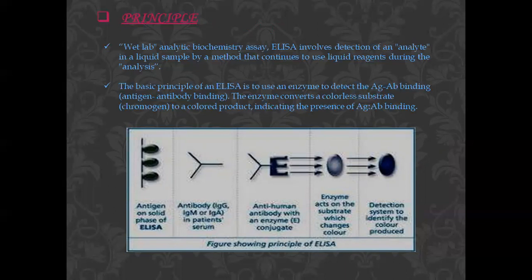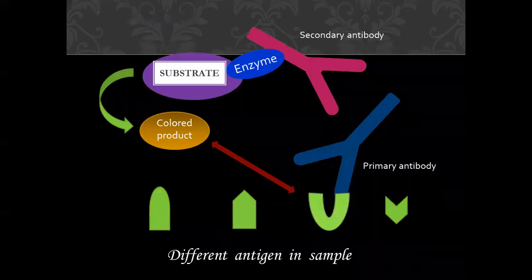For example, the antigen is on the solid phase of ELISA, which has been present, which is given here. The next is antibody IgG or IgM or IgA in patient serum. So an anti-human antibody with an enzyme conjugated with the antibody. So the enzyme acts on the substrate which changes color. So the detection system identifies the color produced. With the color produced, we can identify what type of color and what is the particular problem or particular diagnosis present. You can find out.